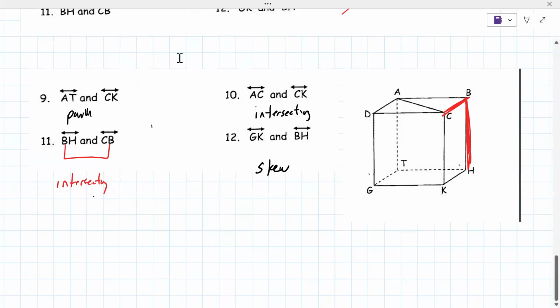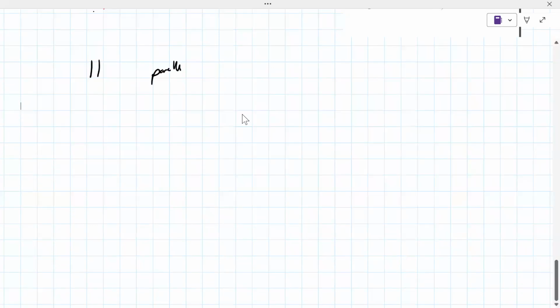Okay. Before we go to the next grouping of questions, any thoughts on these? Anything you're unsure about? No, it makes sense to me. What does this symbol mean? Parallel. Yeah. All right. So next grouping is true or false. Does your teacher tend to give you true or false? Yeah, sometimes. Okay.